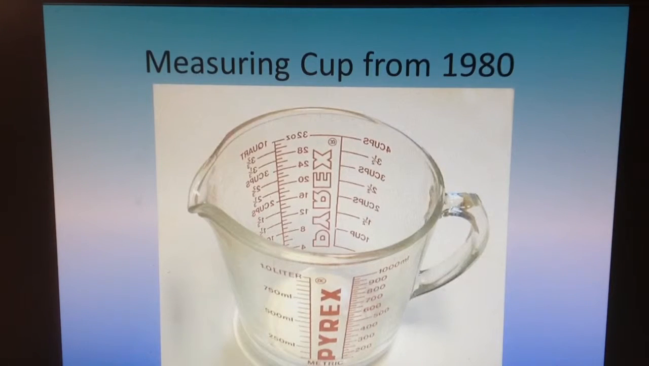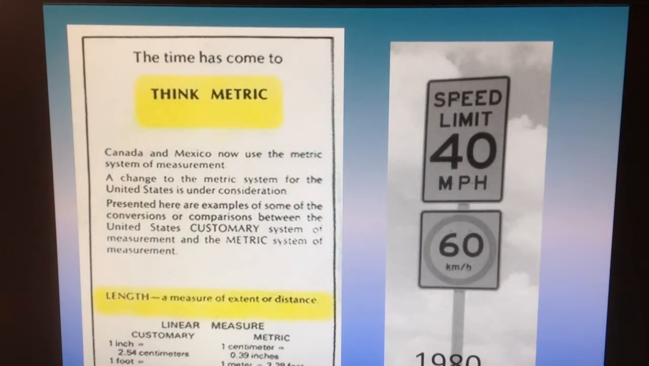We looked at a big push in the 70s and 80s to try to get us to go completely to the metric system. This cup is from 1980, and you can see the liters and milliliters marked on it. Some more examples of the push to change to the metric system back in the 70s and 80s.